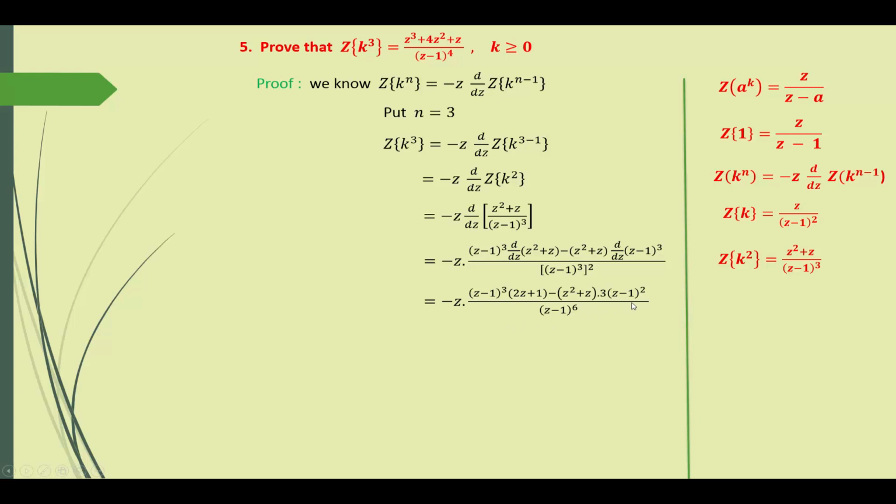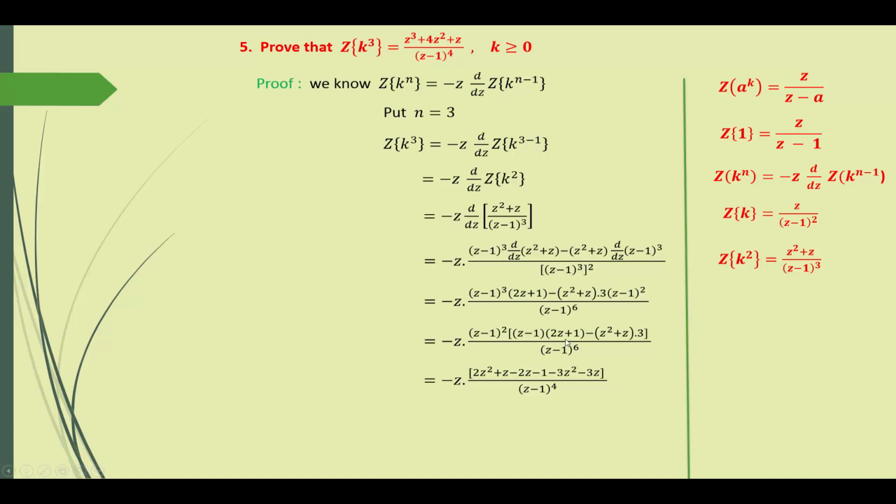Now in the numerator, (z minus 1) square is common. So minus z, in the numerator (z minus 1) square common, inside the bracket remains only (z minus 1) into (2z plus 1), minus of (z square plus z) into 3, bracket complete, upon (z minus 1) raised to 6. Here (z minus 1) square and (z minus 1) raised to 6, so here remains only (z minus 1) raised to 4: minus z upon (z minus 1) raised to 4.